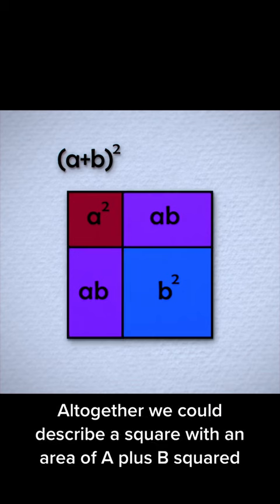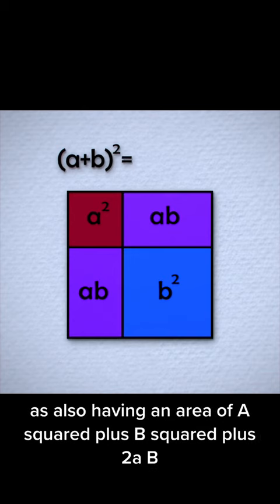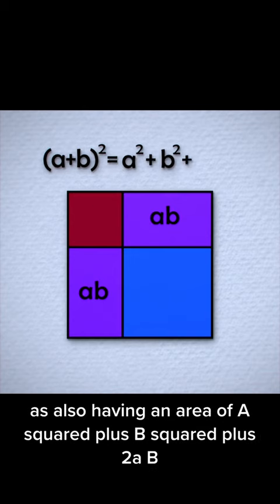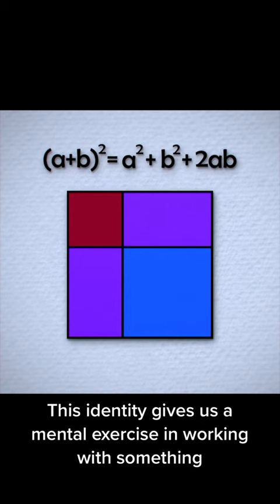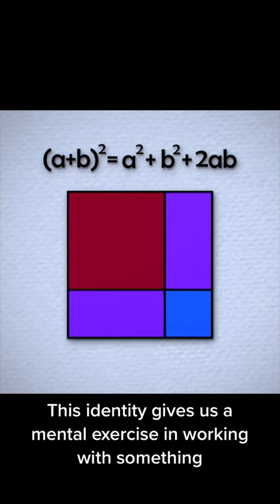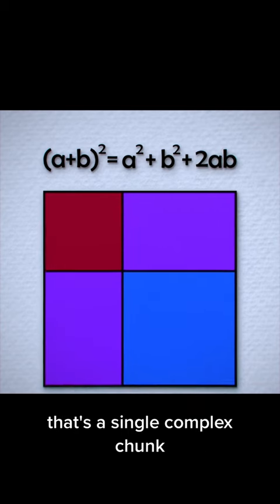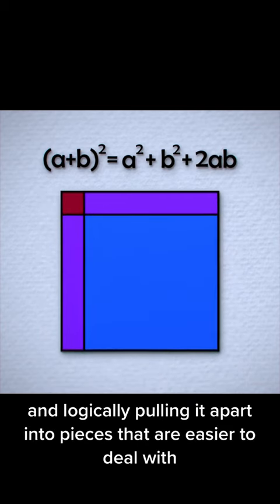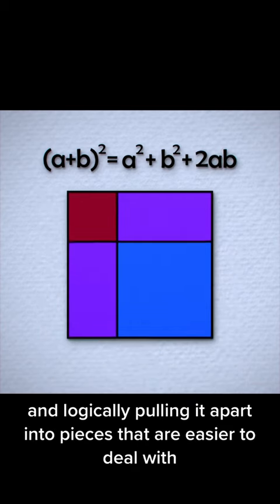Altogether, we could describe a square with an area of (A + B)² as also having an area of A² + B² + 2AB. This identity gives us a mental exercise in working with something that's a single complex chunk and logically pulling it apart into pieces that are easier to deal with.